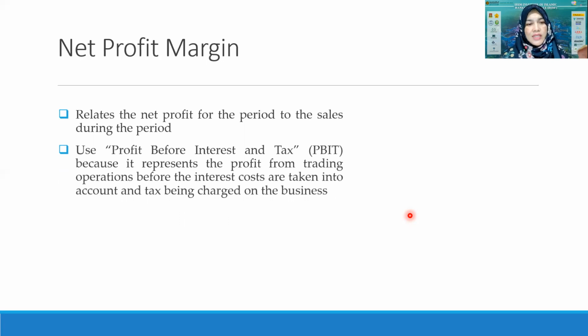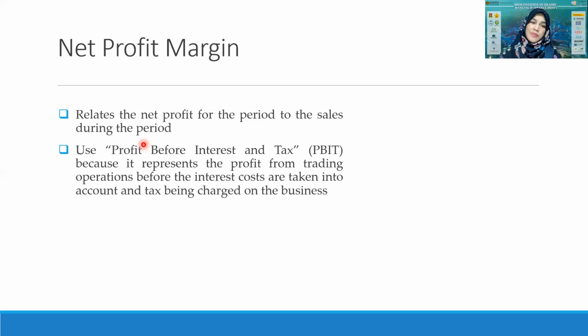Usually they use the level of profit before interest and tax because it represents the profit from trading operations before the interest costs are taken into account and tax is charged on the business. So for net profit margin, the company usually uses the level of profit before interest and tax, whereby they take the profit amount and add back the interest and the tax to see whether the company has actually performed operationally or not.